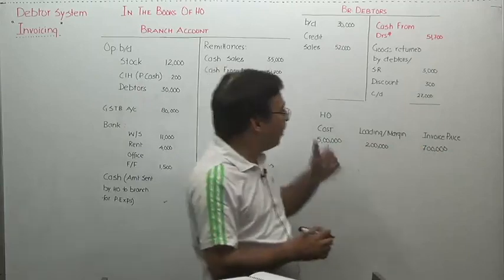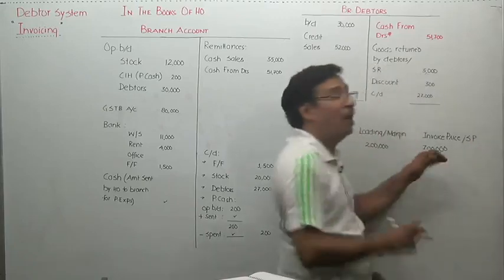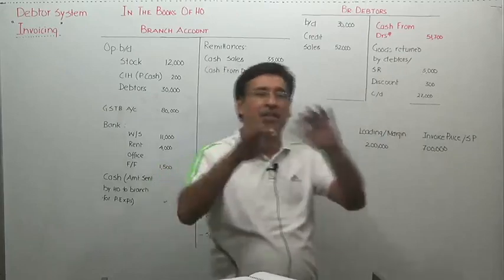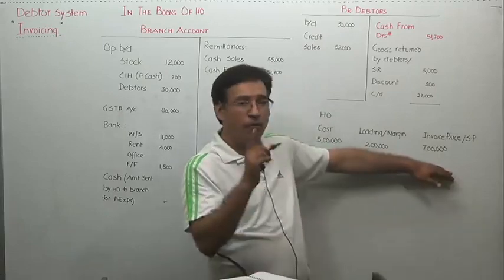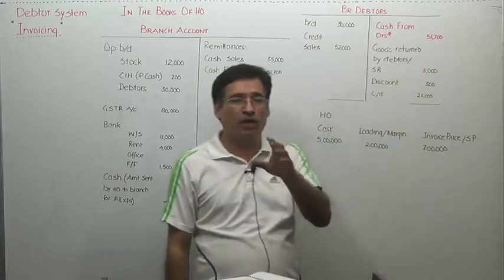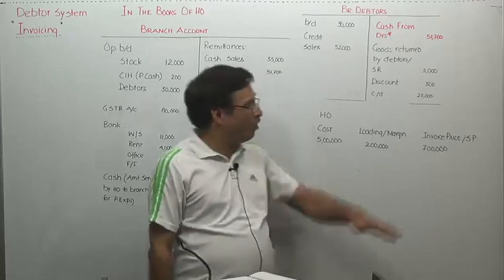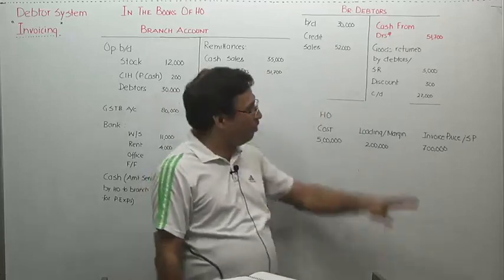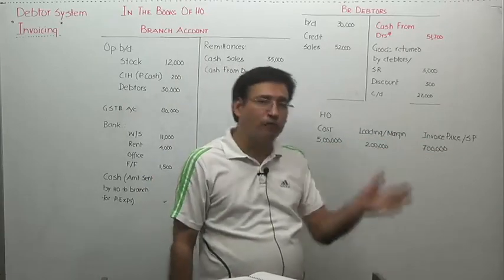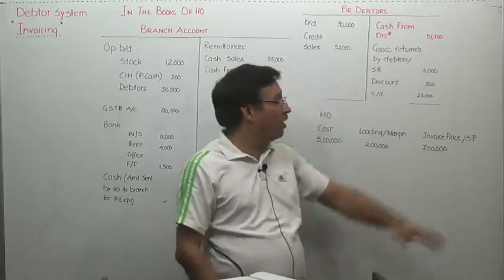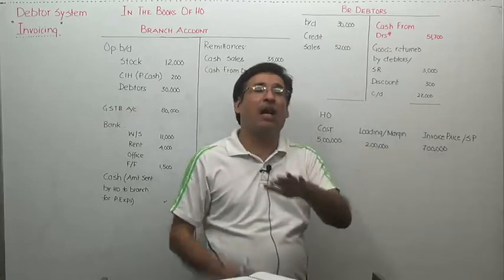In other words, we have now concluded that invoice price and selling price are one and the same thing, unless and until I add something extra. That's a different matter. Till I say something more than that, up to that particular point, you should understand that invoice price and selling price are one and the same thing. Is it clear to you or not? Cost price of the goods is 5 lakh. Head office increased the price by rupees 2 lakh. That is known as loading. The price quoted before the branch manager is 7 lakh, and head office will ask the branch manager to sell the goods at this price only. That is the reason invoice price and selling price are one and the same thing.